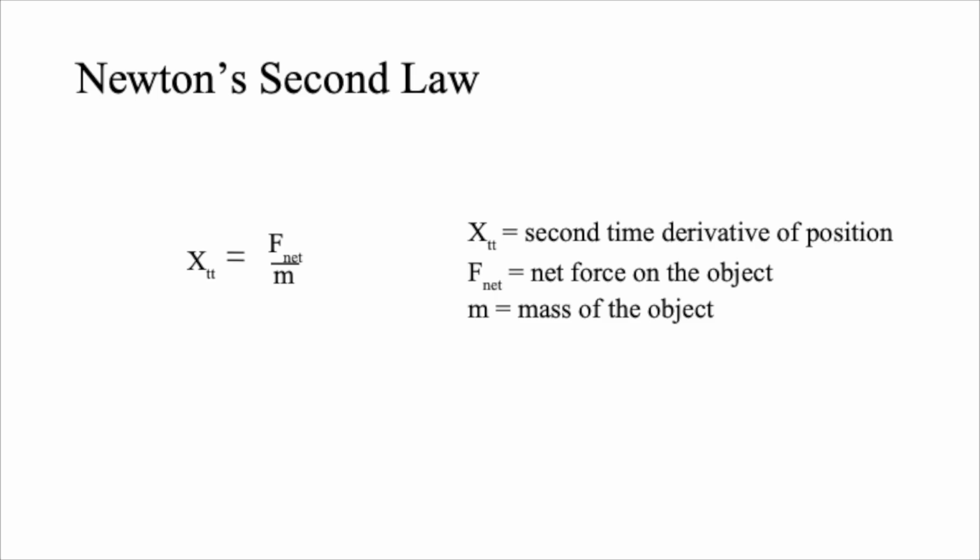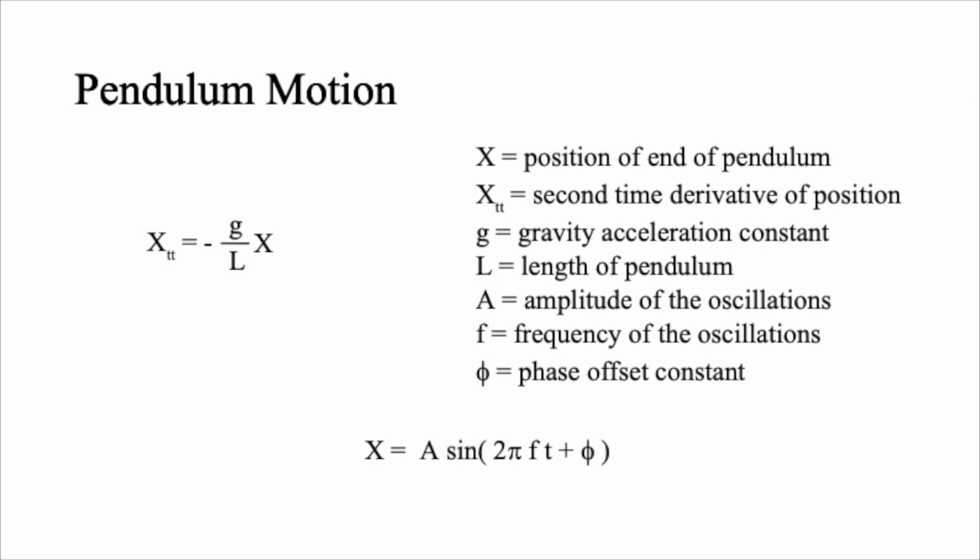As an example of how Newton's second law can be used, here is an approximation of the equation which describes the motion of a pendulum when no friction forces are present. The second time derivative of the position x is determined by the gravity acceleration constant g, the pendulum length L, and the current position x. A good way to use an equation like this is to find an equation which describes the position x, which is compatible with the differential equation, but which does not include differential terms.